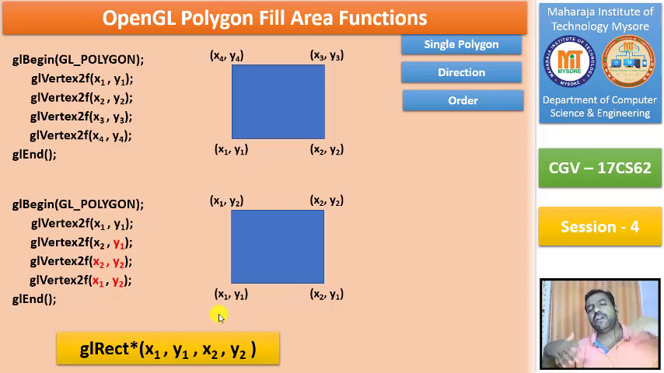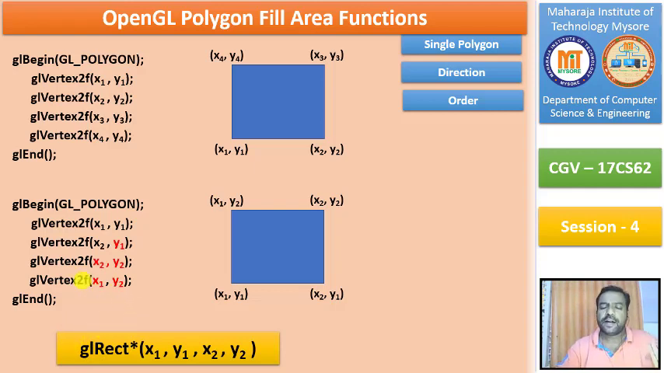Hence hereafter, if I want to draw a rectangle, you need not use all this code. You need not use GLBegin and the constant GL_POLYGON, the 4 vertices and GLEnd. Just replace this set of 6 statements with one statement called GLRect. This will do the job for you. And remember, this API is used only to draw a rectangle.